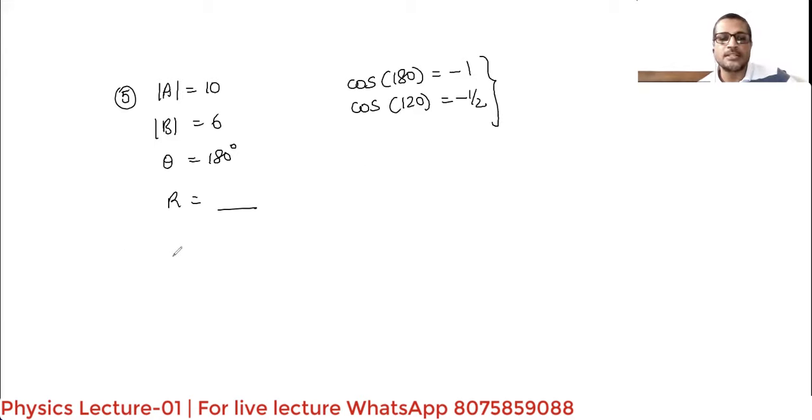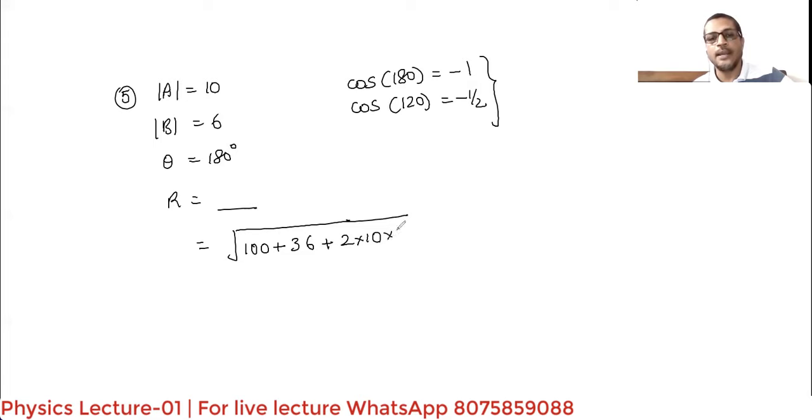So how much will be the answer now? Root of A square, 100, plus B square, 6 6s are 36, plus 2AB into cos 180, which is minus 1. You simplify all that and you'll just get 10 minus 6, that is 4.